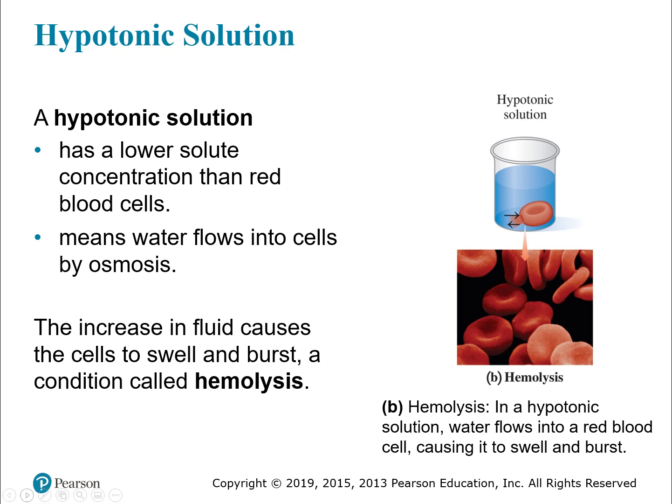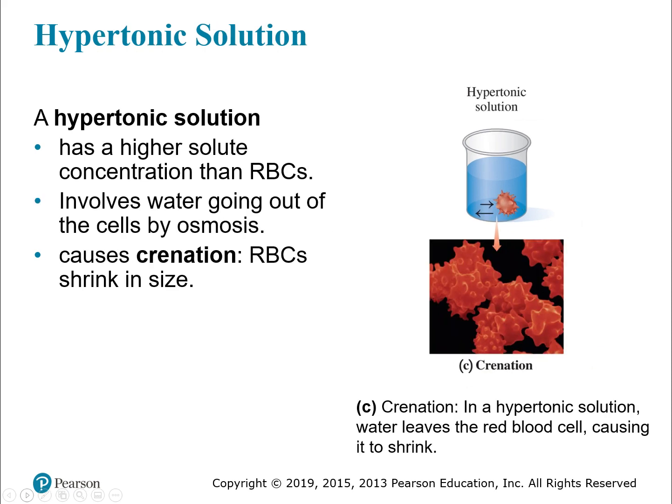So now we're going to go through just everything that I told you in that slide. I've got individual slides, okay? So hypotonic, we said a lower solute concentration. So water is flowing into the cells, and the cells will burst. Hypertonic, higher solute concentration. Water is going to leave the cells, causing them to shrink.